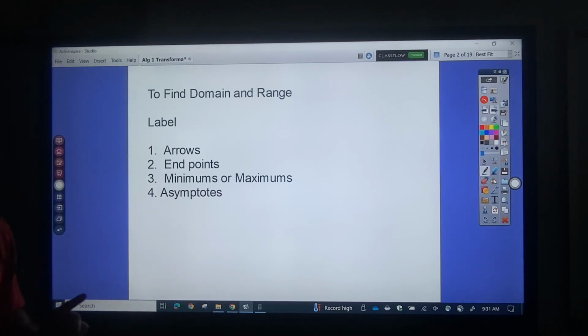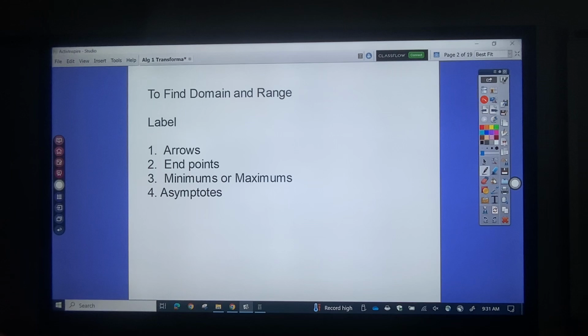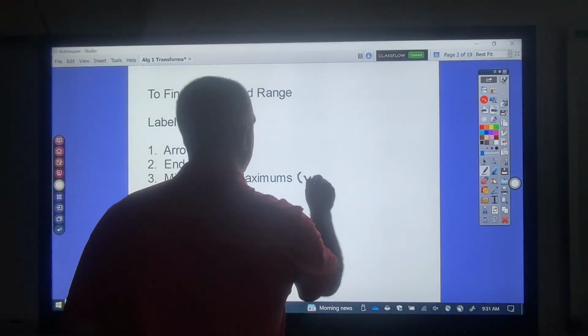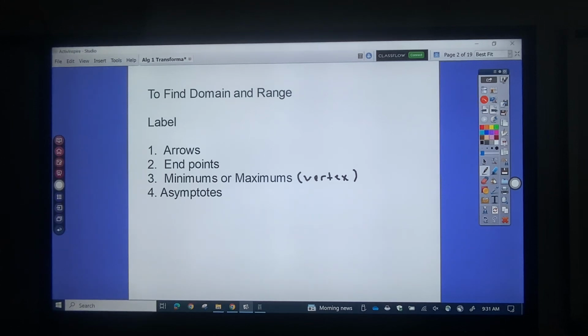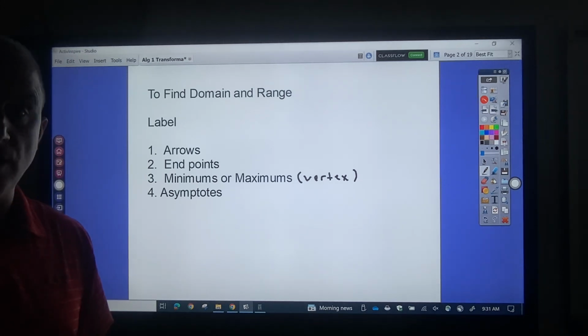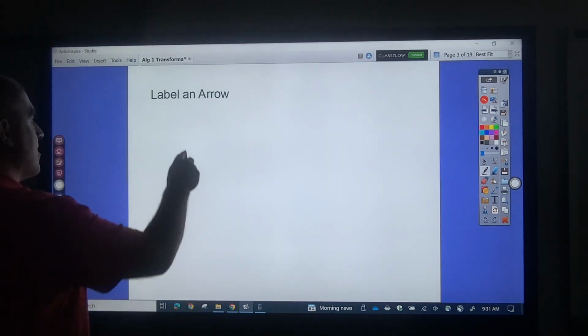Now, in order to find the domain and range, you have to label the following things. Arrows, which we'll get into in a second, endpoints, minimums or maximums, which in our case are like the vertexes of our quadratic, okay? And the asymptotes, like in our exponential function, okay? Now, let's talk about labeling an arrow.